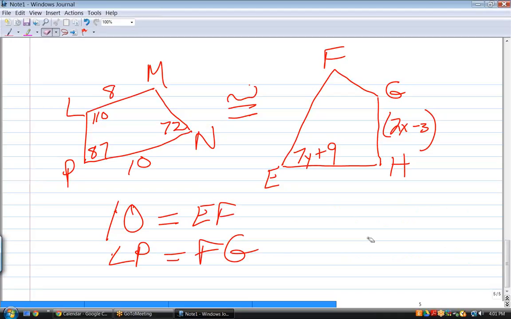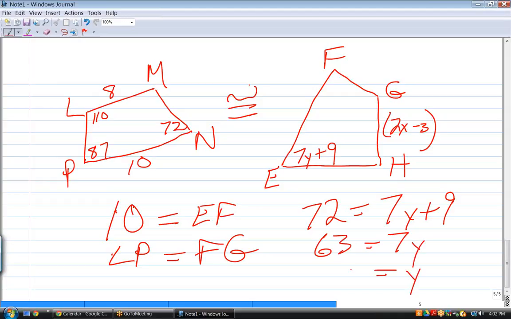And as far as 7y plus 9, which angle is that? PNM, 72. Correct. So I have 72 equals 7y plus 9. Do the algebra on that. We'll subtract 9 from both sides. 63. 7y divided by 7 is 9.